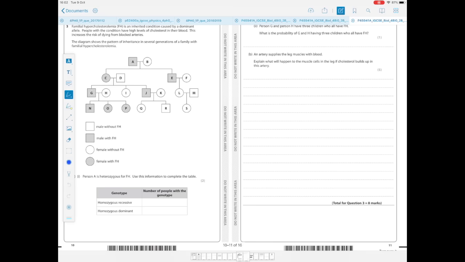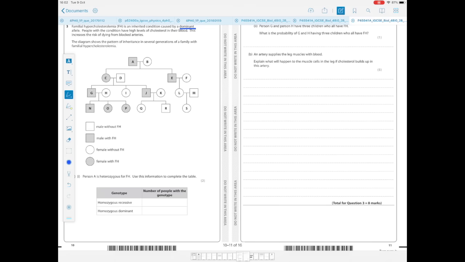Question 3. Familial hypercholesterolemia, FH, is an inherited condition caused by a dominant allele. That is key. People with the condition have high levels of cholesterol in their blood, increasing the risk of dying from blocked arteries. The diagram shows the pattern of inheritance in several generations of a family with familial hypercholesterolemia.